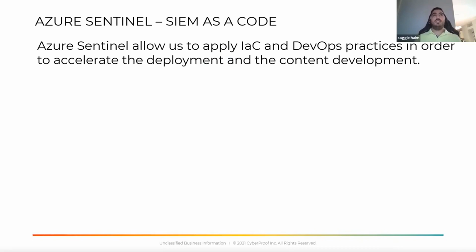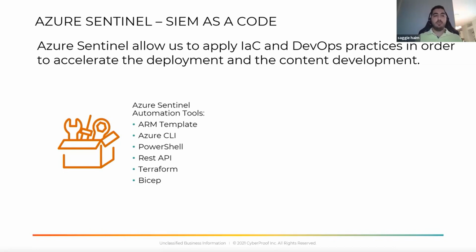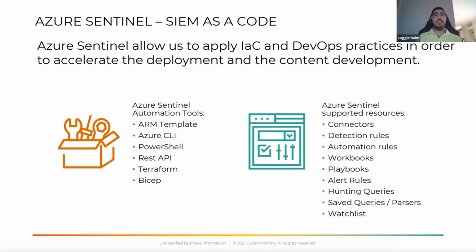Now, as I said, Azure Sentinel allows you to apply infrastructure as code and DevOps practice in order to accelerate the deployment and the content deployment and development. Azure Sentinel automation tools support ARM template, Azure CLI, PowerShell, REST API, Terraform, and also the new Bicep language. And of course, it supports creation of most of the resources inside Azure Sentinel, like connectors, detection rules, automation rules, workbooks, which are interactive reports, playbooks for automation, hunting queries, and of course, parsers and saved queries and watchlists.